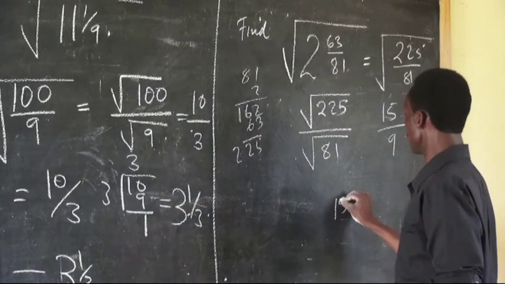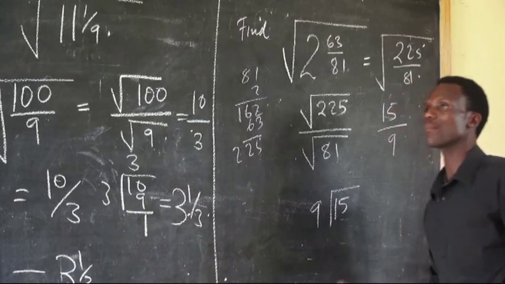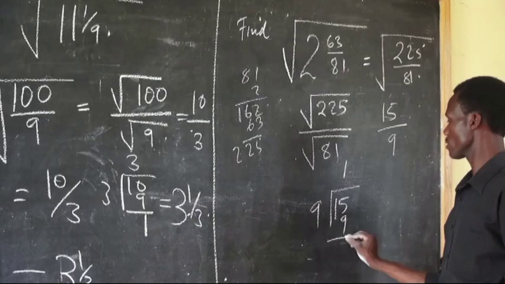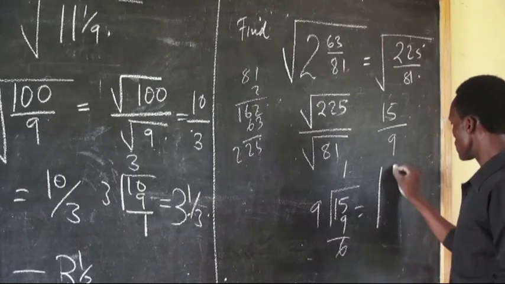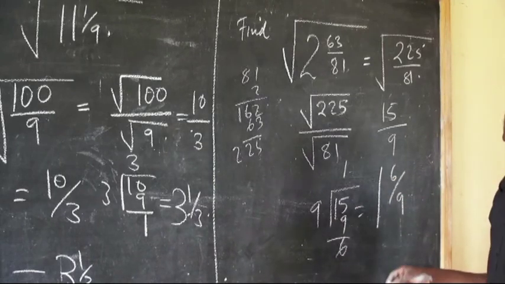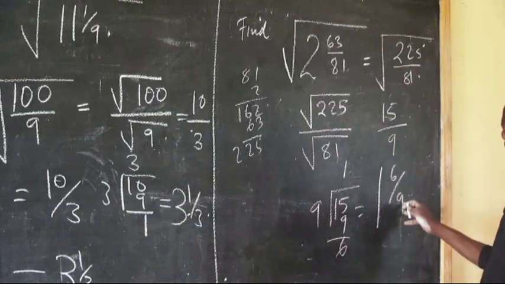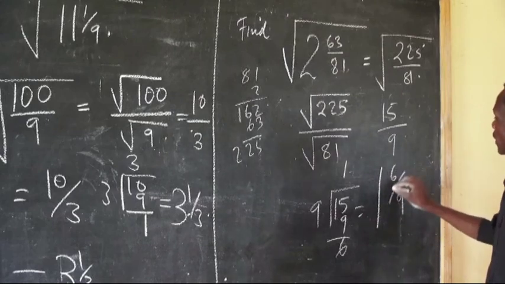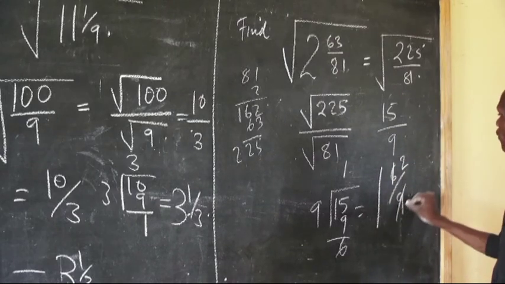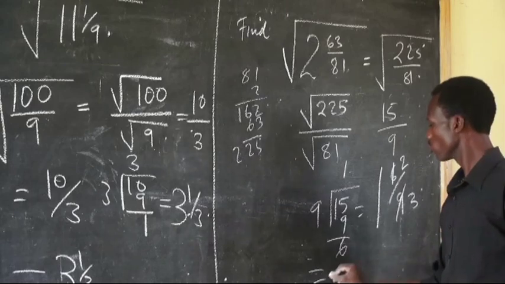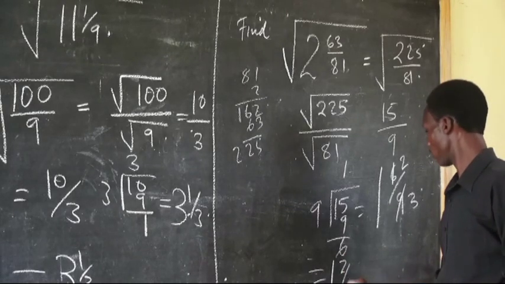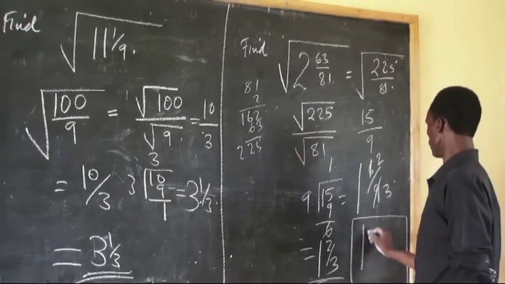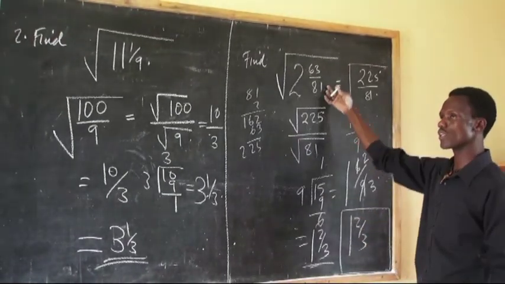That is taking 15 divided by 9. It is 1, then 9, and 15 minus 9 is 6. Now it's equal to 1 and 6 over 9. But this should be simplified because the factors in the numerator and denominator should be equal. Now 6 divided by 3 is 2, and 9 divided by 3 is 3. Now it is equal to 1 and 2 over 3. So the answer now is 1 and 2 over 3. So this is the square root of this number.